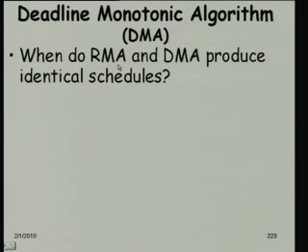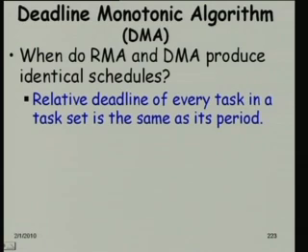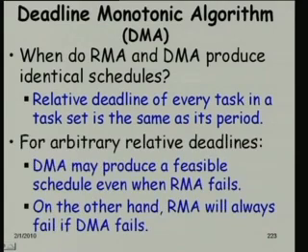In the deadline monotonic algorithm, the priorities are allocated based on the task deadlines. Here, based on the rate or the frequency, the priorities are allocated. So, when should they produce identical schedules? What do you think? Of course, when Pi equals Di, they are actually the same algorithm. Whenever the deadline is the same as the period, both are identical algorithms and produce identical schedules.